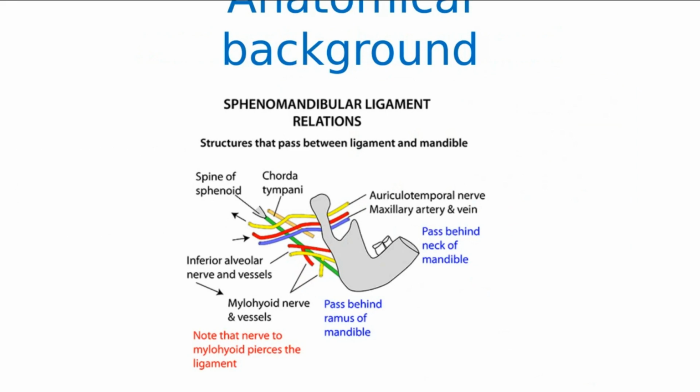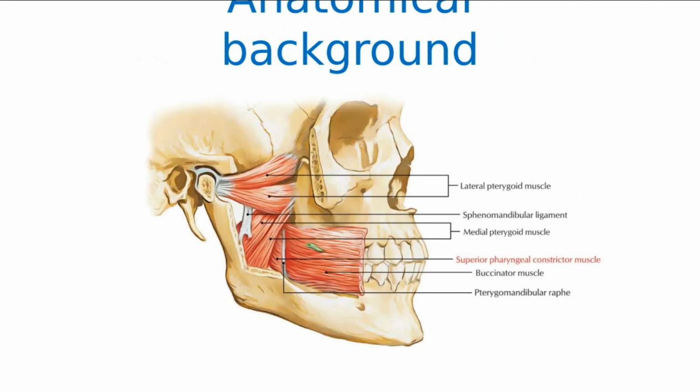This is just a relationship between these nerves and arteries. Just understand that the maxillary artery, the maxillary vein, auriculotemporal nerve, they pass under this, which is the neck of the mandible. And here, this green here is the sphenomandibular ligament, and so on.